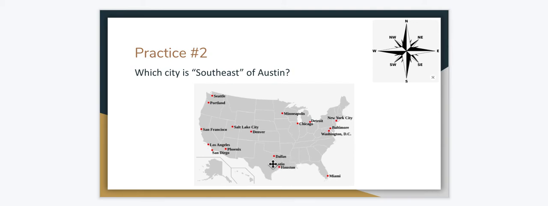However, there was another answer that would also be correct. If you keep going southeast, you're going to pretty much hit Miami. So you could go either way with your answer there. You could go with Houston, Texas, or Miami, Florida. Either one is correct. Both are southeast of Austin.